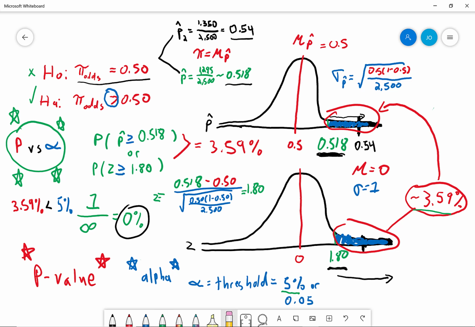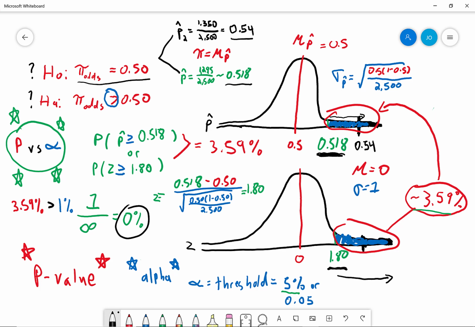Suppose, though, our alpha level was a different value. Let's suppose, for this argument's sake, we set alpha to be 1%. P-value is now greater than alpha. So now our p-value is still 3.59%, but it's bigger than alpha. In this scenario, we say the phrase, we fail to reject the null hypothesis, and we cannot fully support the alternative. We fail to reject that it equals 50%, and we cannot fully support that it's greater than 50%.